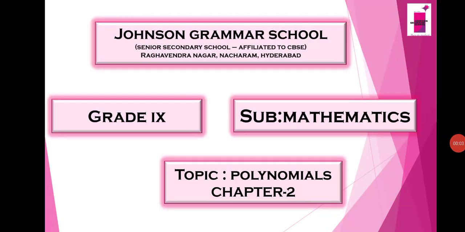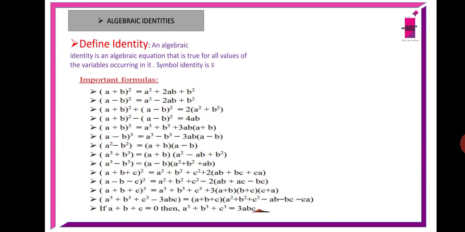In this session we are going to discuss algebraic identities and their application. You can see there are different kinds of algebraic identities in grade 9 compared to the previous grades. You have learned (a plus b) whole square, (a minus b) whole square and so on. So in this session you are going to learn more about these algebraic expressions.